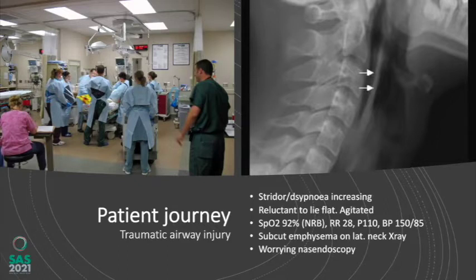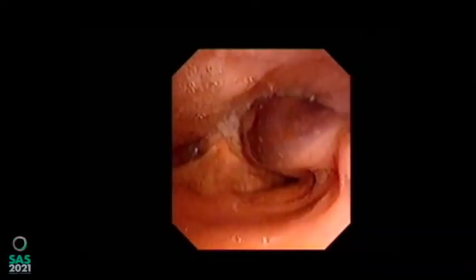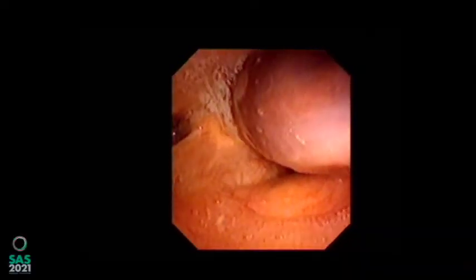We have an oxygen saturation of 92% on a non-rebreathing mask at 15 litres per minute. We have a respiratory rate of 28, a heart rate of 100, and a stable blood pressure of 150. He's had a lateral neck X-ray that shows, concerningly, some subcutaneous emphysema. And he's had a nasendoscopy. And Reza, perhaps you could just take us through what we are seeing on this nasendoscopy, which is concerning.